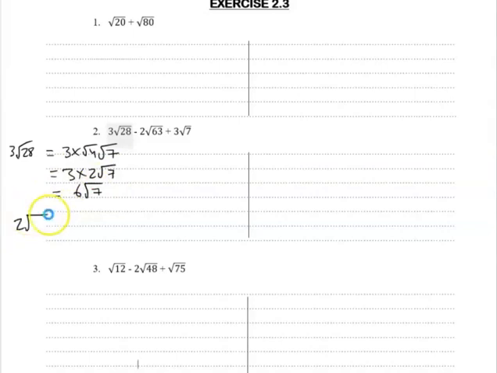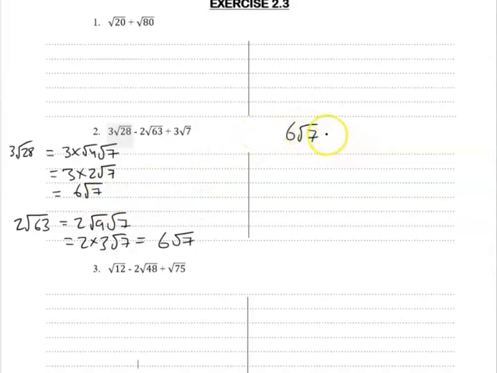Now we have 2 root 63. That can be simplified into 2 root 9 and root 7, which is 2 times 3 root 7, which is 6 root 7. So the final one, 3 root 7, is already simplified and nothing can be done to it further. So now we're going to plug in the new simplified versions back where the originals were. So we're going to have 6 root 7. Now remember the signs have to be the same as well. So minus 6 root 7 plus 3 root 7.